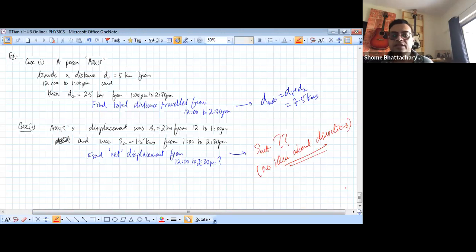Okay. So that is what is actually showing us the major difference between the quantity displacement and the quantity distance. In fact, what I am saying here is that the displacement I gave, 2 kilometers, is not complete. This is an incomplete definition. This is an incomplete measurement.